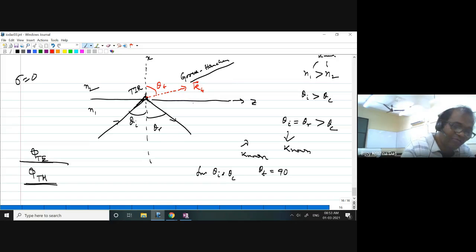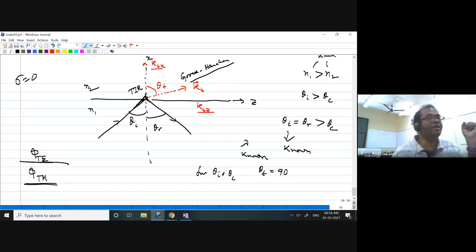Meaning, I can find out what this k_tz component is and what is happening to this k_tx component. And if I decompose this wave vector, I can say that the transmitted wave will have two components. If they are real, that means k_t is real. Is that clear? If I can prove that k_tz is real, then k_t will be real.